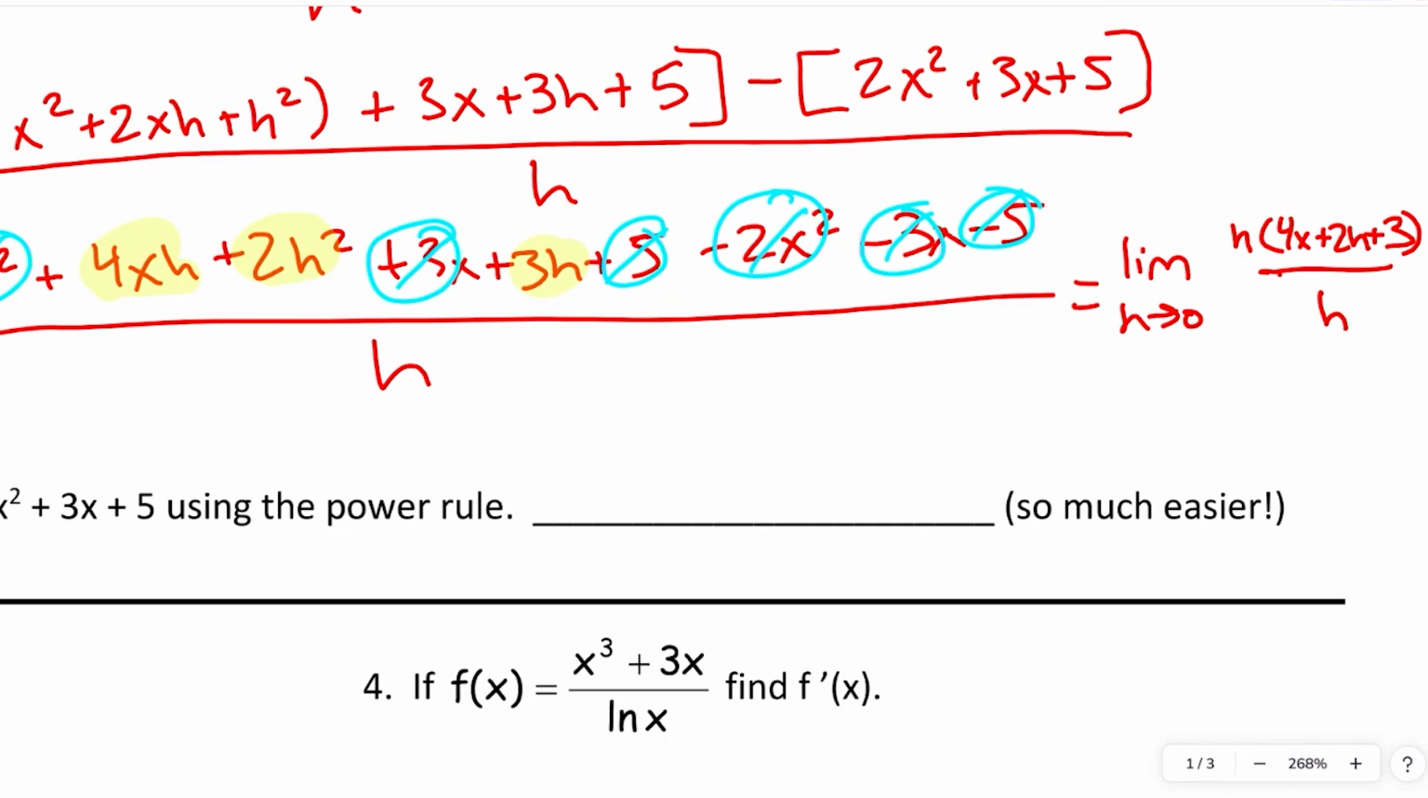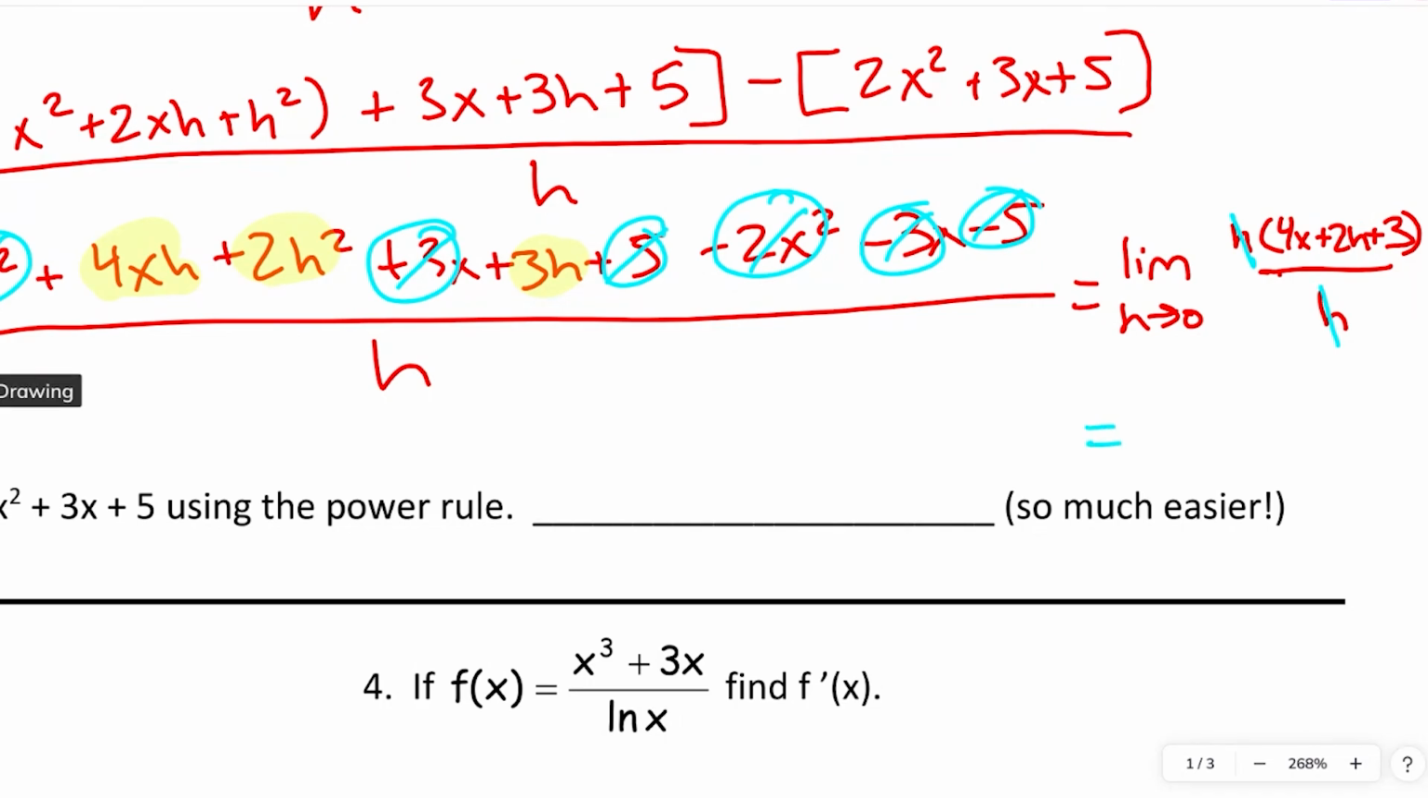Now I still want to plug h to 0, but I can't do that yet. What I need to do first is reduce this h over h to 1. And so now I can go ahead and plug in 0 here. It's really the only h that's left. And so 2 times 0 is 0.